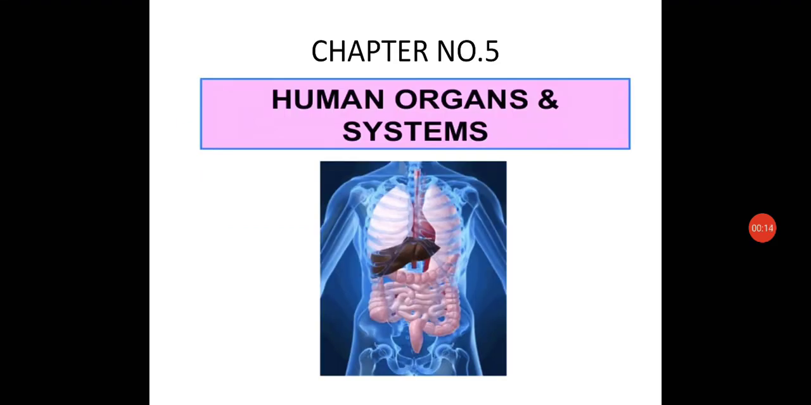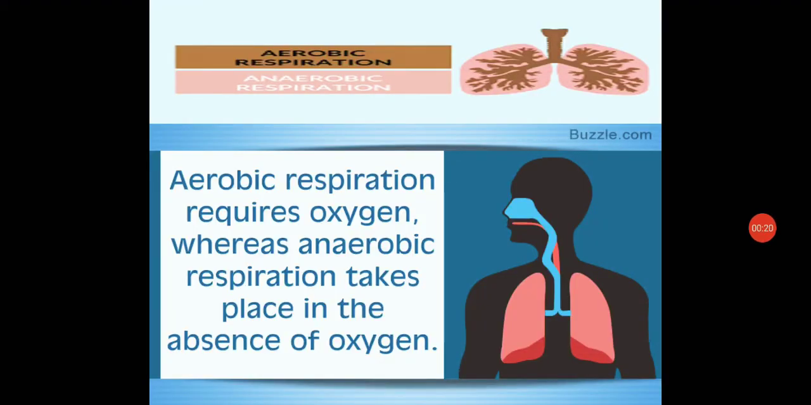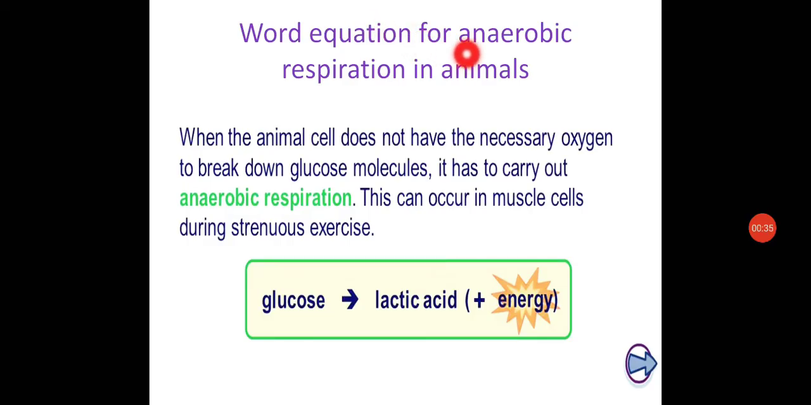Chapter number 5, human organs and systems. Task 1, aerobic and anaerobic respiration. Aerobic respiration requires oxygen, whereas anaerobic respiration takes place in the absence of oxygen. The word equation for anaerobic respiration in animals is glucose is directly converted into lactic acid plus energy. When the animal cell does not have the necessary oxygen to break down glucose molecules, it has to carry out anaerobic respiration. This can occur in muscle cells during strenuous exercise.